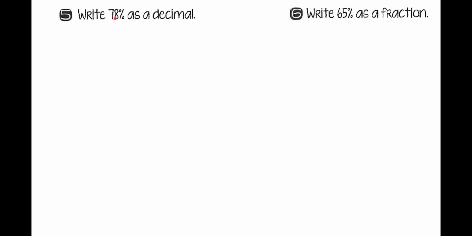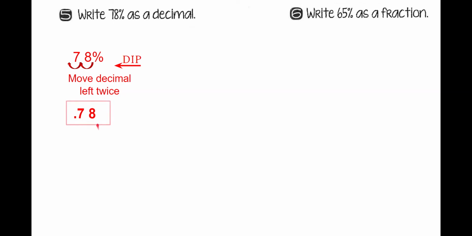Finally, our percent into a decimal and a percent into a fraction. Percent into decimal, that's where we can use dip. So remember, now because we're going percent into decimal, we're reading it backwards, we're going left. Our decimal point would normally start here, and it's going to move left 2 spaces. So 1, 2, so we should have a decimal point here. So you should end up with 0.78 as your decimal. So that's how you write 78% as a decimal. You dip to the left.